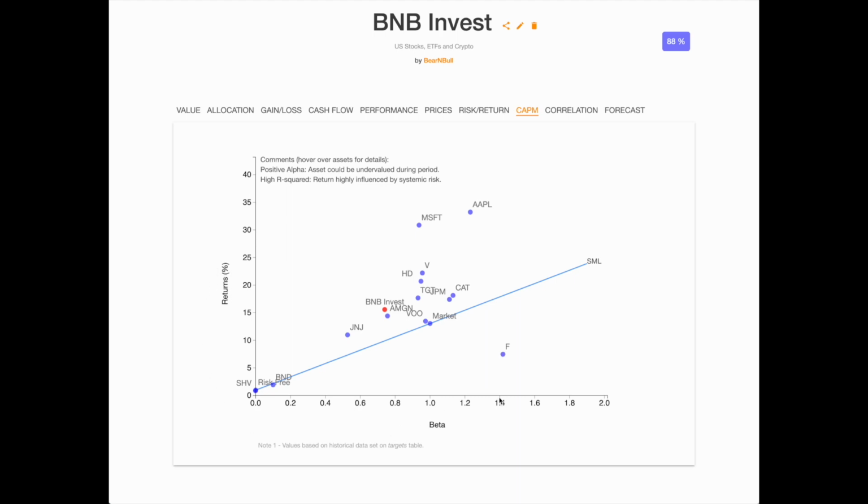The assets in our portfolio are represented by blue dots. If we hover over the mouse, we can see the value of the metrics. There's also a red dot representing the portfolio itself and its metrics, and these are based on the current target allocation for the portfolio, which we've set on the targets table.